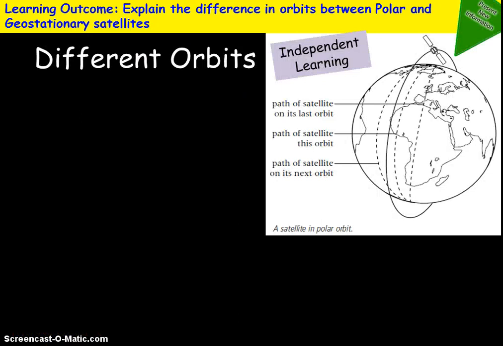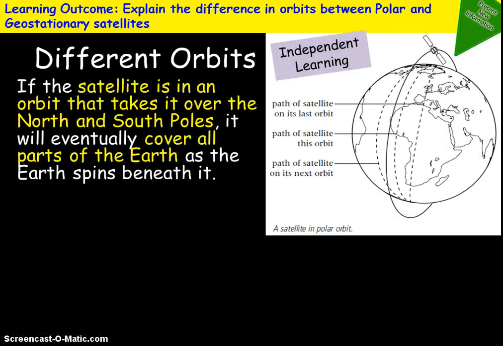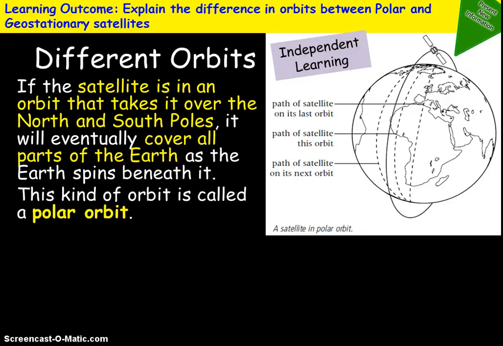So the difference between the two types of satellite is that a polar satellite orbits over the poles. It goes over the north and south pole. Because the Earth is rotating underneath it, its trajectory, the path that it takes, will travel over all of the Earth as the Earth rotates underneath it. And that's a polar orbit.